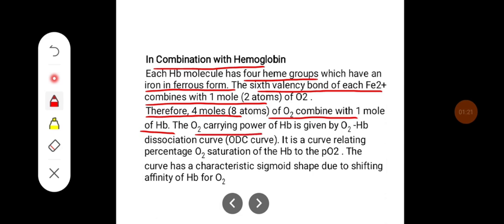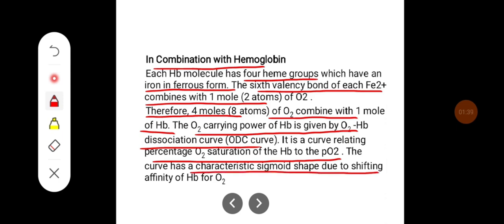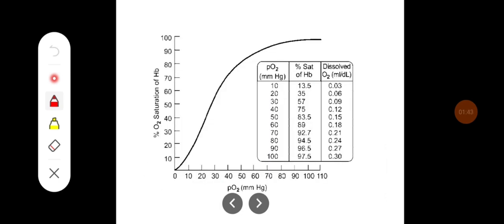The oxygen carrying power of hemoglobin is given by the oxygen hemoglobin dissociation curve. It is the curve relating percentage of oxygen saturation of the hemoglobin to the partial pressure of oxygen. The curve has a characteristic sigmoid shape due to shifting affinity of hemoglobin for oxygen.